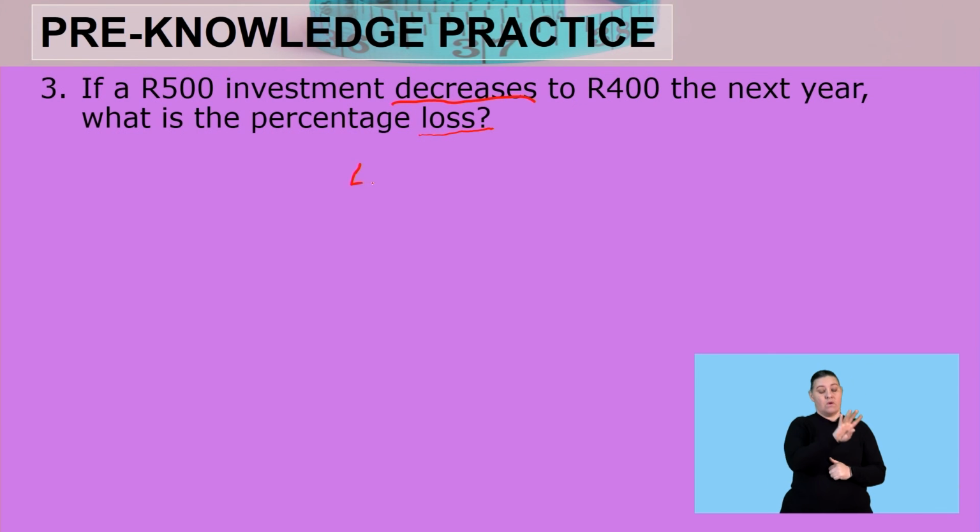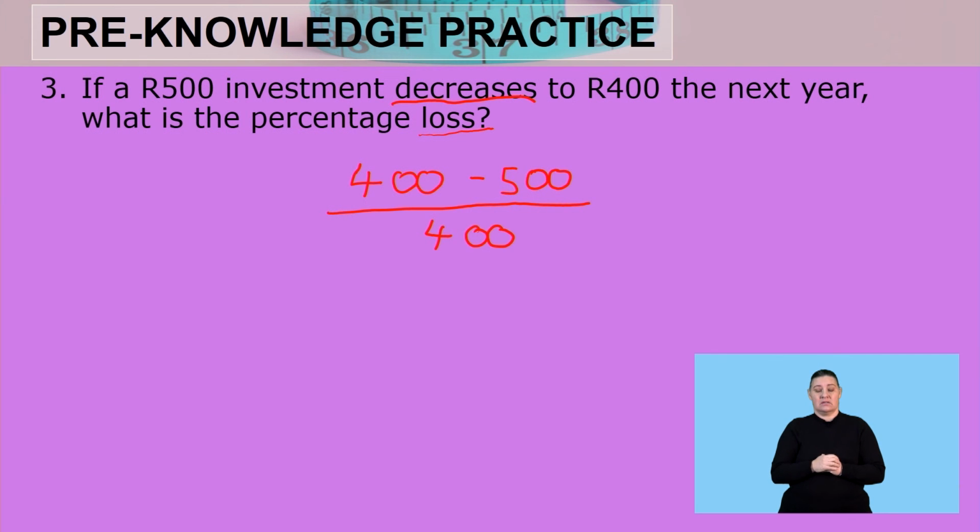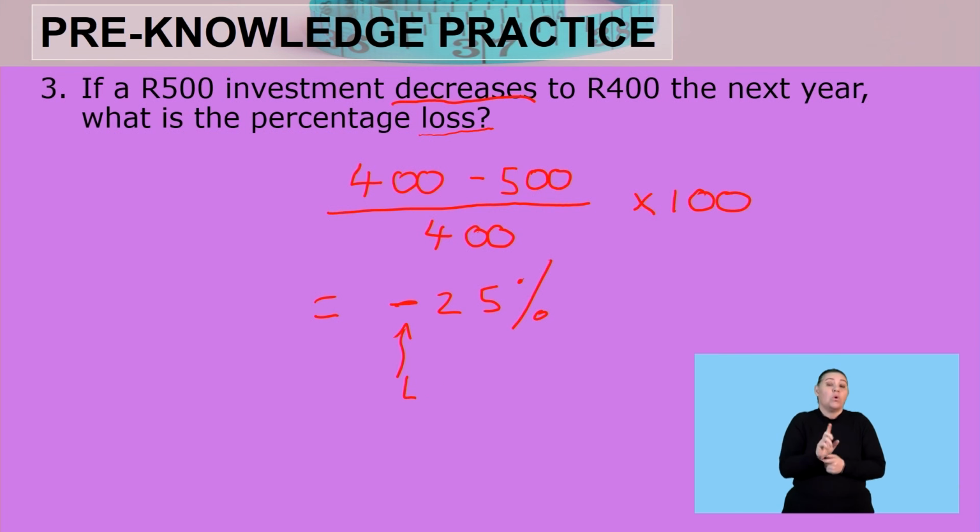The 400 Rand minus the 500 Rand divided by the 400 Rand, and then we times by 100 to get it to a percentage. See how this works out. Negative 25%. That's what happens when you plug it into your calculator. Remember, the negative sign here is to show that it is a loss. There we go, well done. Let's move on.